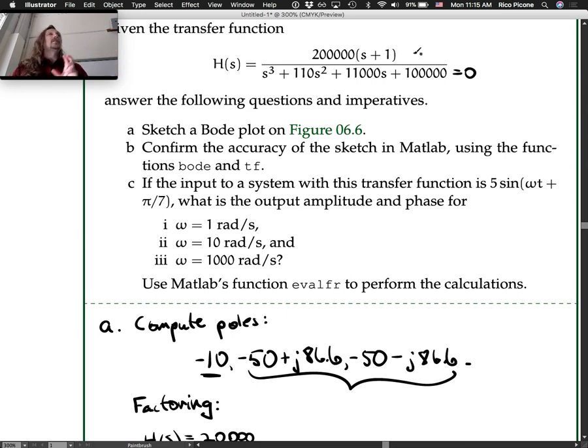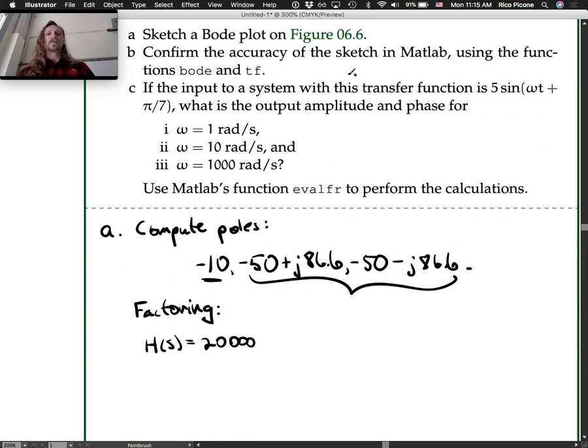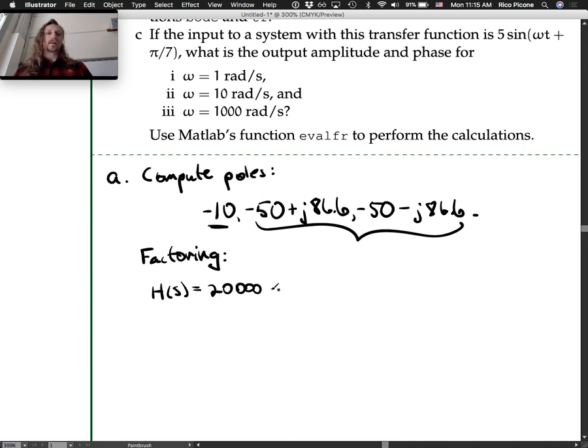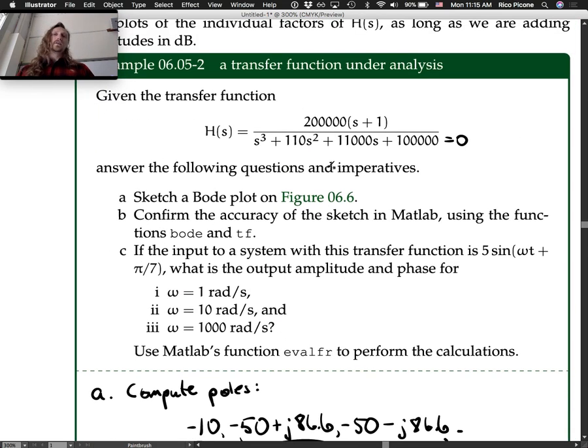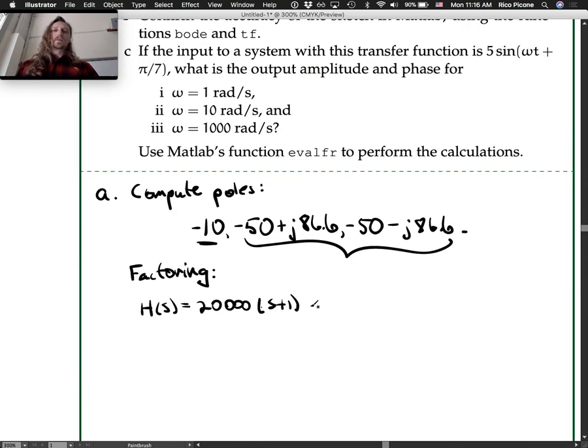s plus 1, there's our real zero transfer function. Let's pull that out and have it be a separate term as well. And then we'll factor out this denominator into its separate components too. So we have 20,000, there's a gain term. We have our s plus 1, which is our real zero transfer function term. And then we have a real zero, and then we've got a real pole and our complex conjugate pair of poles. So let's do the real pole first.